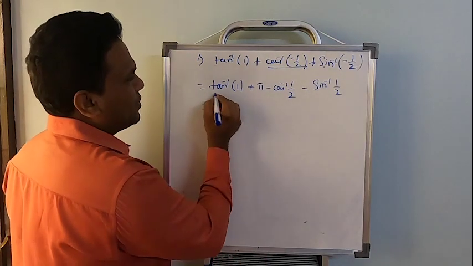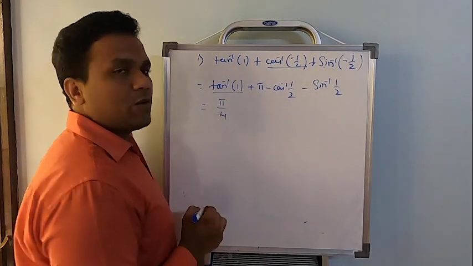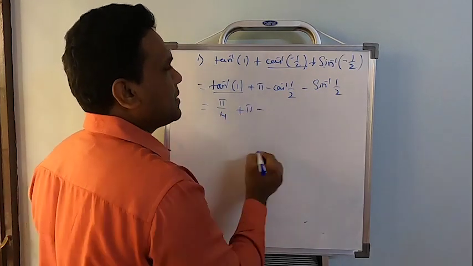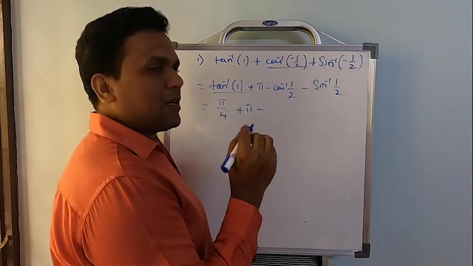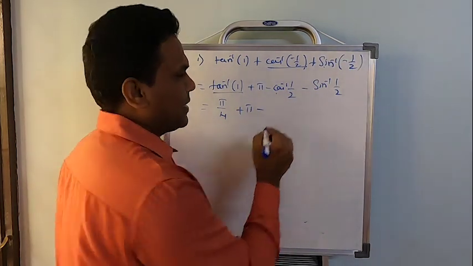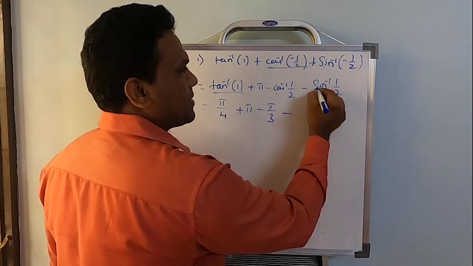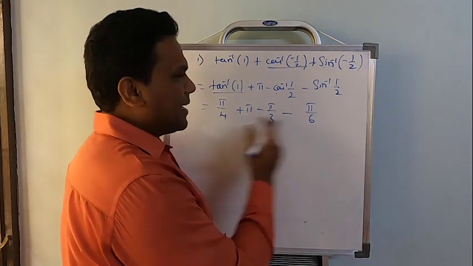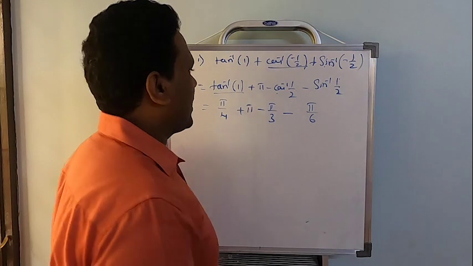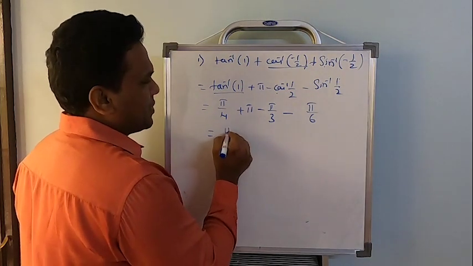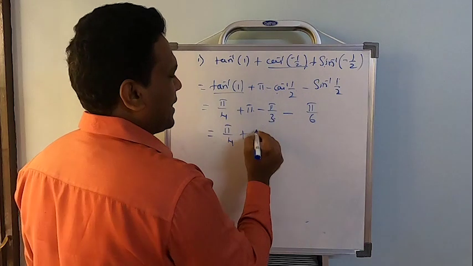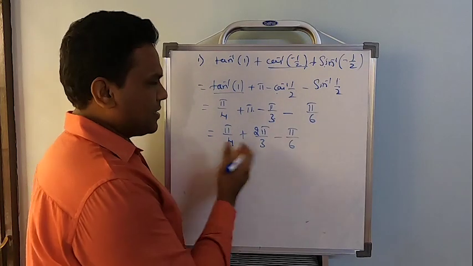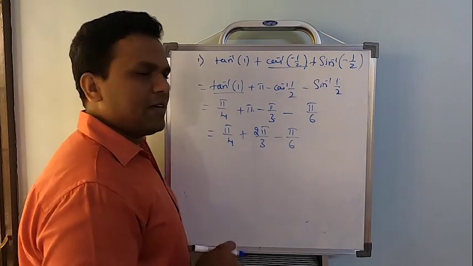So let us start simplifying this now. Tan inverse 1, in the tan table we will get 1 for pi by 4, so tan inverse 1 is pi by 4 plus pi as it is. Cos inverse half, in the cos table remember we will get half for pi by 3, that is 60 degrees, so this will be pi by 3 minus sin inverse 1 by 2. In the sin table we will get 1 by 2 for 30 degrees. Let's write everything in terms of radians, it will be better, right? So let's go for simplification of this thing. So this is going to be pi by 4 plus 2 pi by 3 minus pi by 6. So the rest is take the LCM for 4, 3, 6 and simplify, you will get the answer.